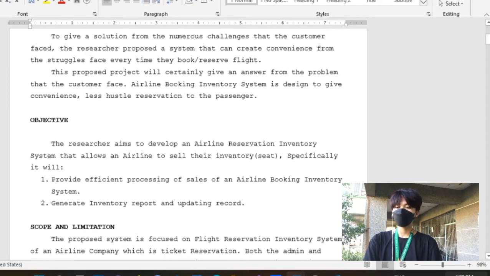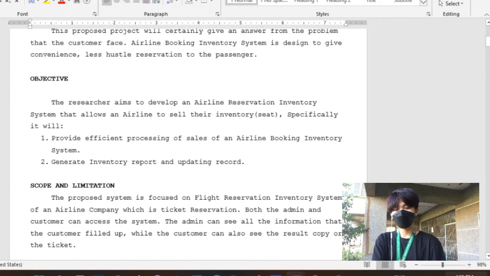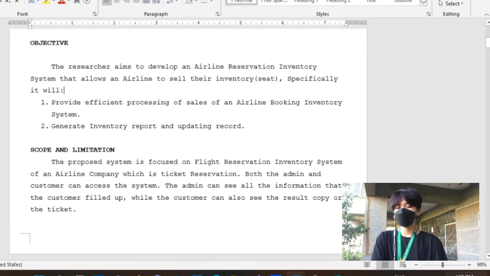So the objective of this proposed project is developed to provide efficient processing of sales of the airline booking inventory system. It generates inventory reports and updates records.